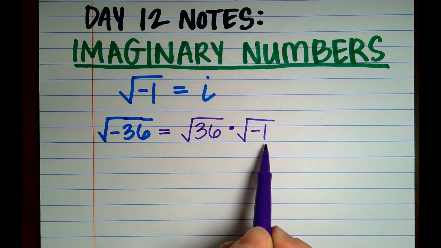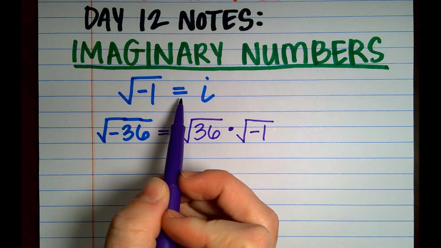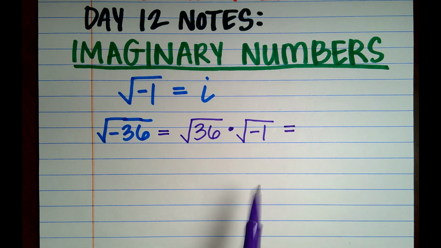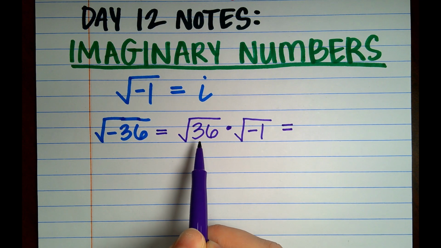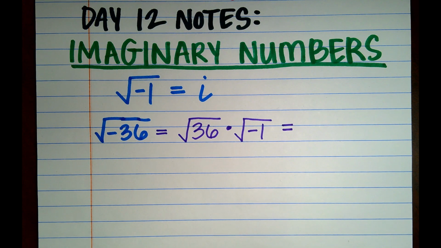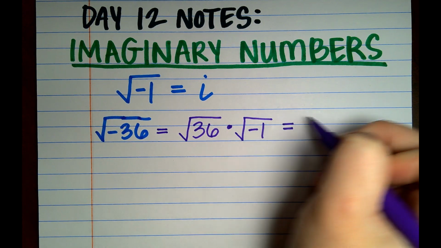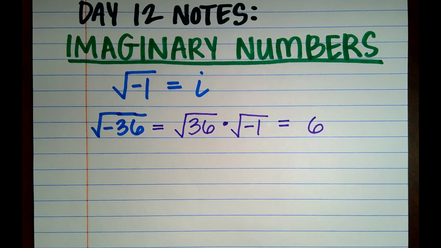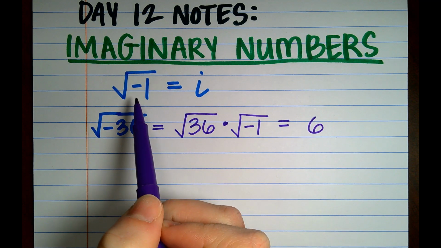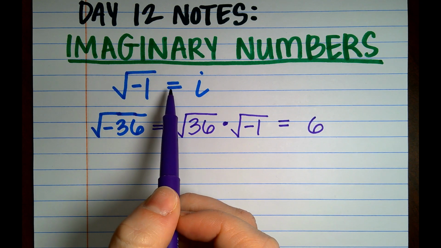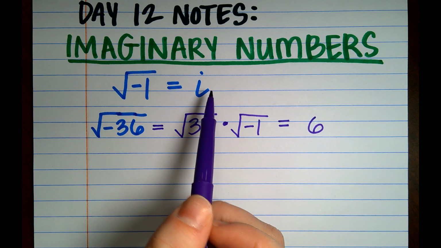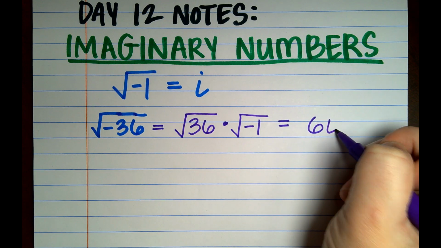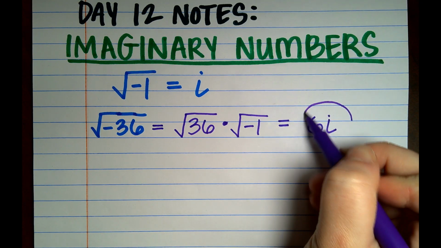Since I just told you that the square root of negative 1 equals i, the way we would simplify this is, first we would find what is the square root of 36. And what is that? 6. So I would say the square root of 36 is 6, and the square root of negative 1 is equal to i. We call it i because it is imaginary, and we treat it just like a variable. That would be your answer.